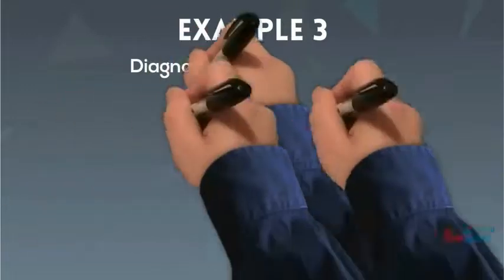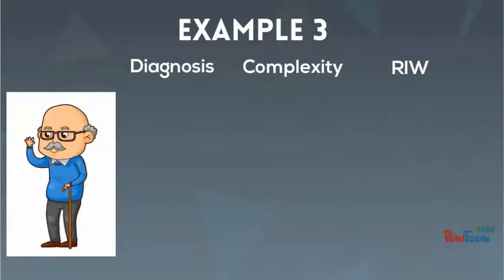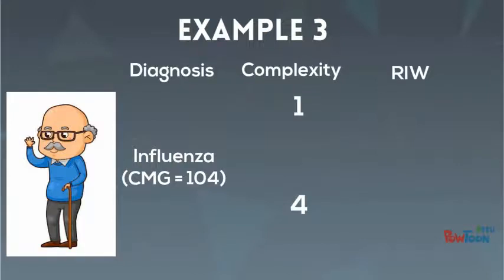Let's look at an example. A 74-year-old patient named Bob has influenza and is categorized with a case mix group number of 104. The complexity of potentially life-threatening conditions is also taken into account. Complexity is rated on a scale from 1 to 4, with 1 being the least complex and 4 the most complex. If we consider that Bob has a complexity level of 4, we can then use this information and derive an RIW value of 1.2.